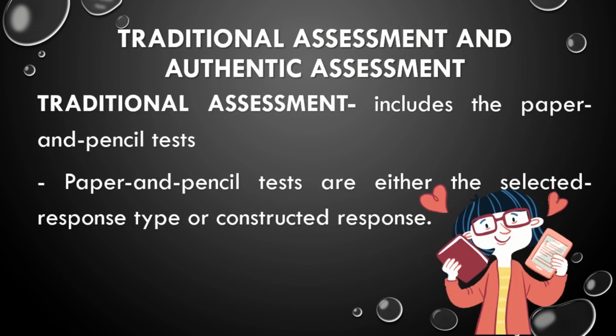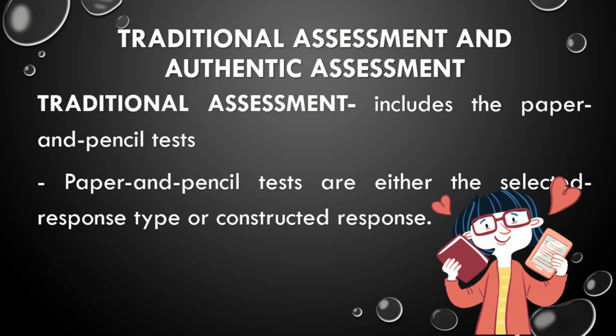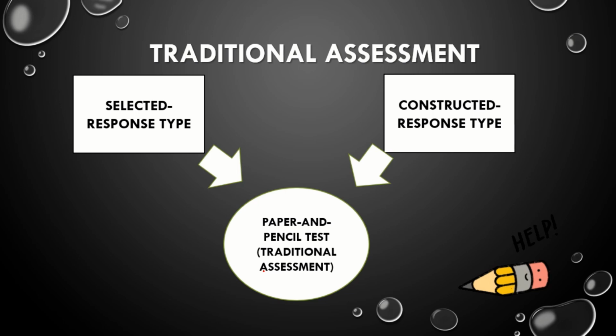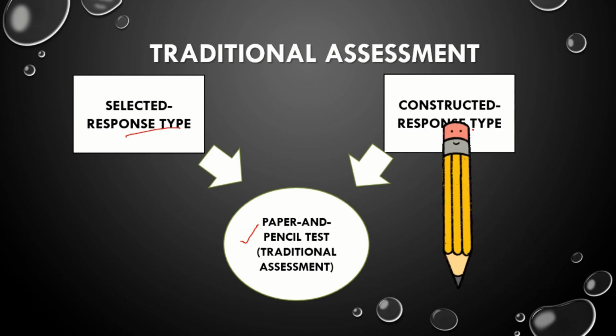So let us now proceed to the traditional assessment and the authentic assessment. I made here a figure for better understanding of the traditional assessment. The traditional assessment includes the paper and pencil test. The paper and pencil tests are either selected response type or constructed response type. This was the focus of the Assessment of Learning 1, as you recall from your previous lesson.